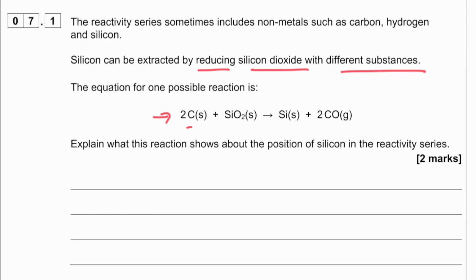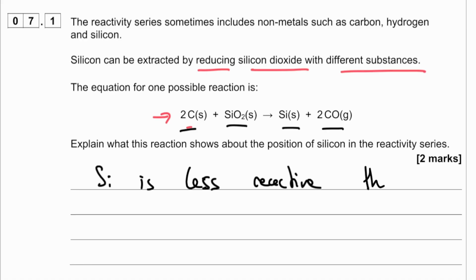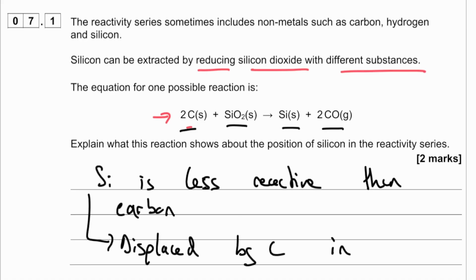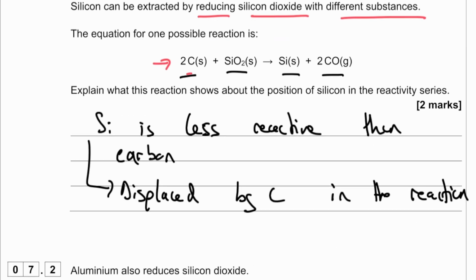So what we see here is a displacement reaction because you've got silicon dioxide, you react it with your carbon, and all of a sudden you're left with silicon on its own, and then carbon, in this case carbon monoxide gas. But it's still a displacement reaction because the silicon has been displaced. So in a displacement reaction, the element that's displaced is the less reactive one. So in terms of the reactivity series, silicon is less reactive than carbon. And how do we know this? It's because it's been displaced by carbon in the reaction. Okay, so hopefully that makes sense.